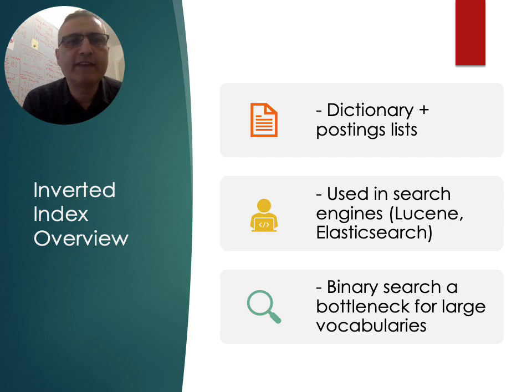Let me briefly recap the structure of a classic inverted index. We have a dictionary of unique sorted terms, and for each term, a posting list. This structure is used in engines like Hussein and Elasticsearch. The bottleneck we target is the dictionary lookup, not the posting traversal. In large-scale systems, improving this step leads to a significant speedup.